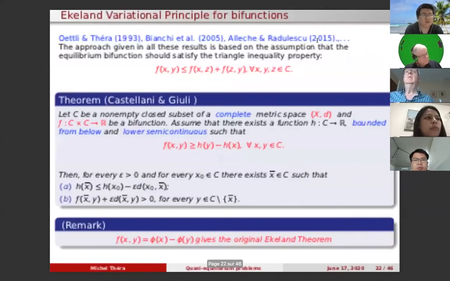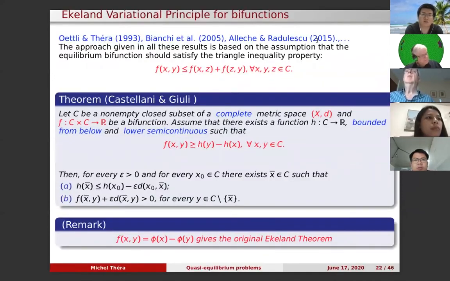Now, another tool I will use for what follows is the Ekeland variational principle for bifunctions. So there are many results related to extensions of the Ekeland variational principle for bifunctions. I did one myself with Oettli in 1993, but you have, for instance, Bianchi et al., Alleche and Radulescu, and many other results of this type.